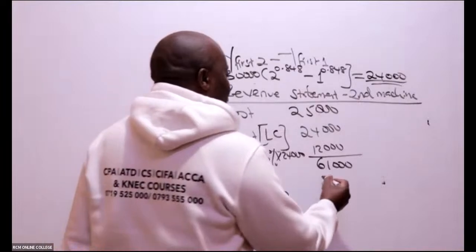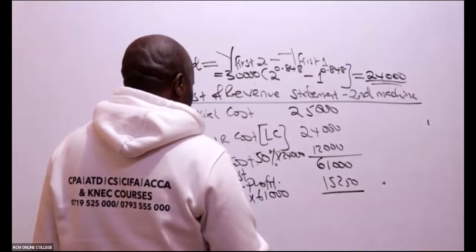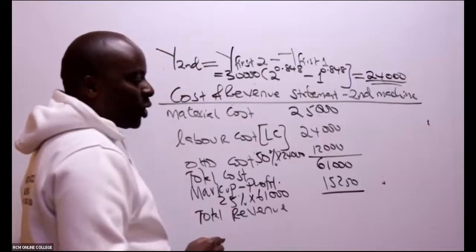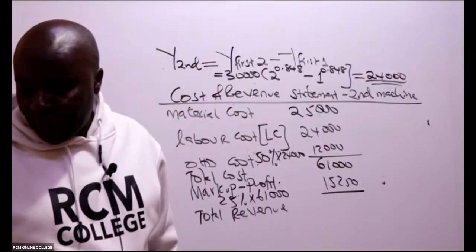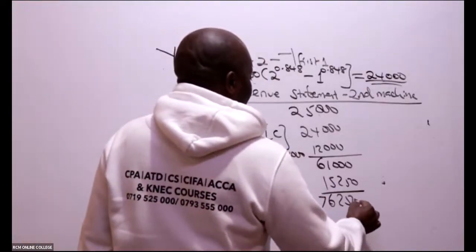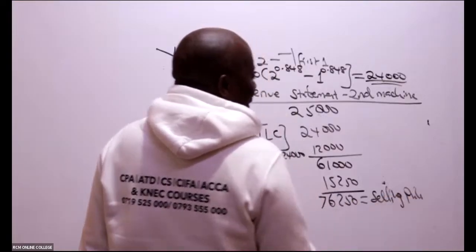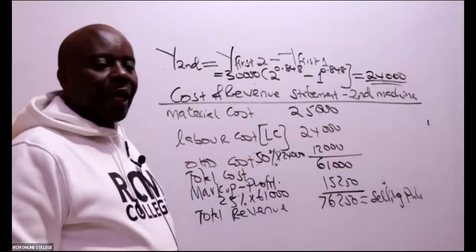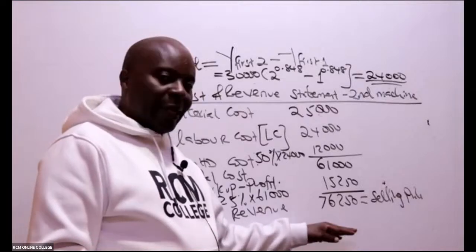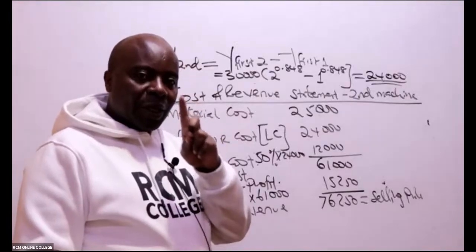15,250. And then the total will be revenue. Total revenue now. Someone has already given me an answer: 76,250, which will be the selling price. Because this is revenue for one machine. Remember, if this was total revenue for 2, then the selling price would have been this divided by 2. This is just revenue for machine number 2, just one machine.